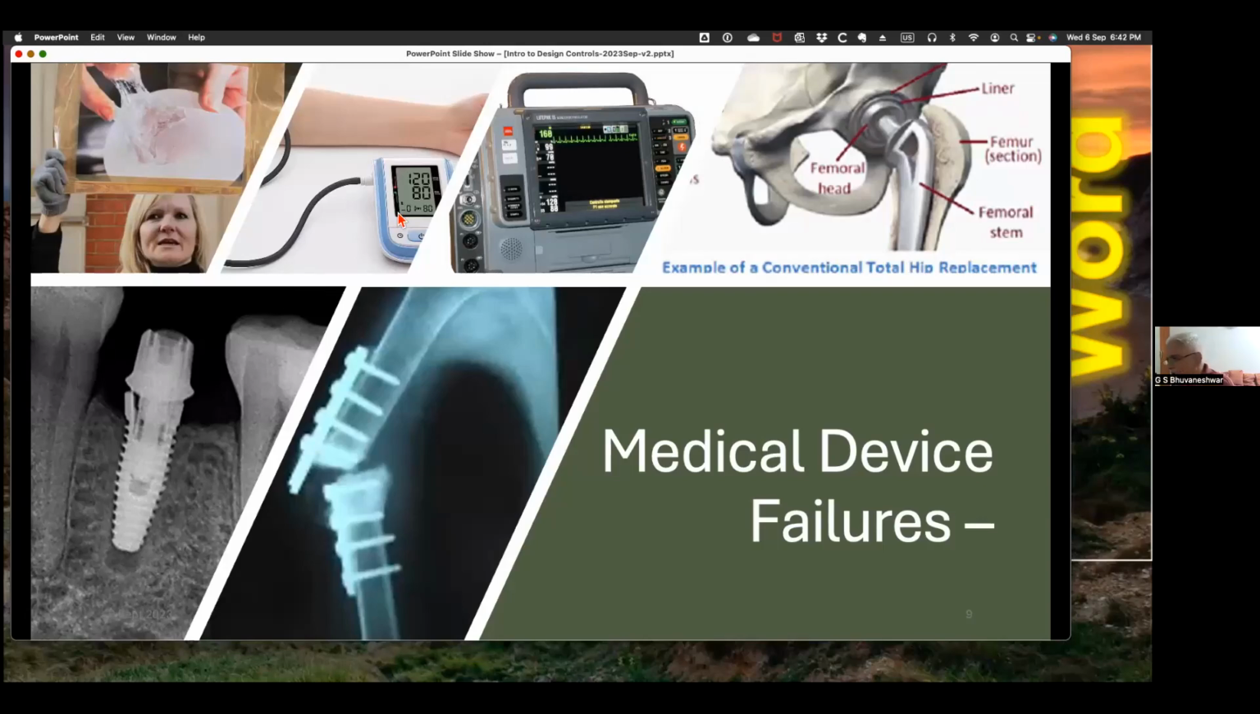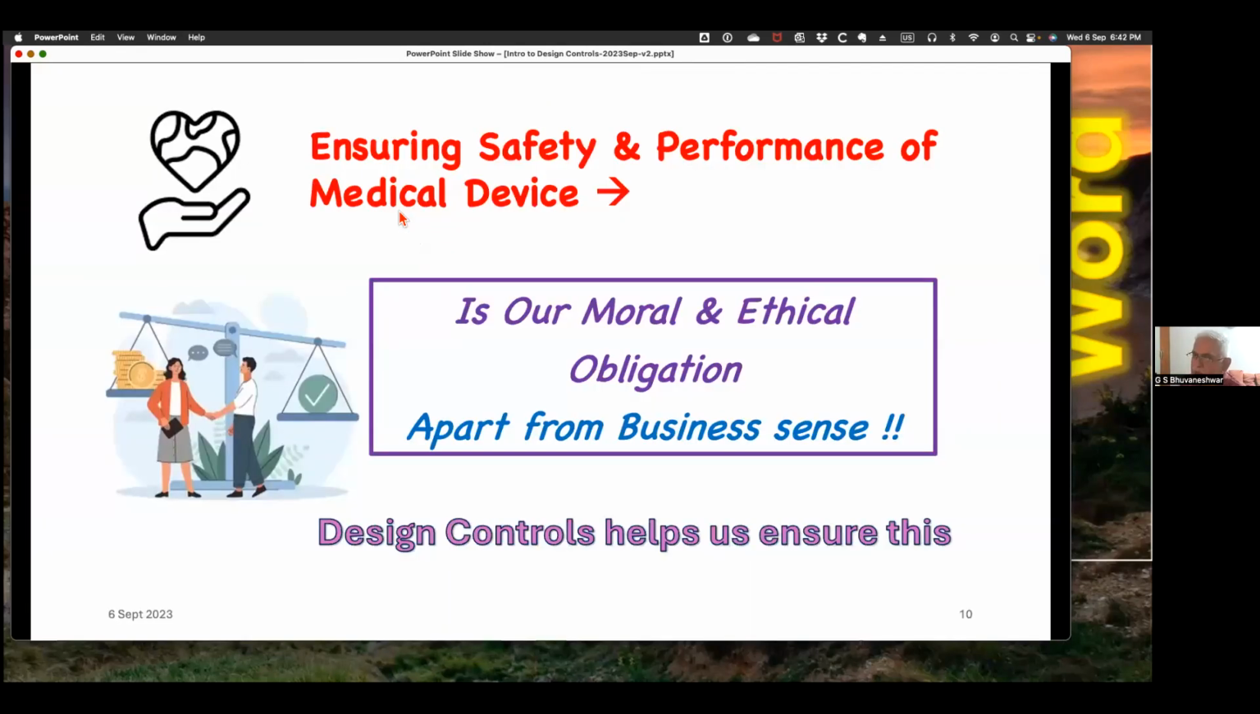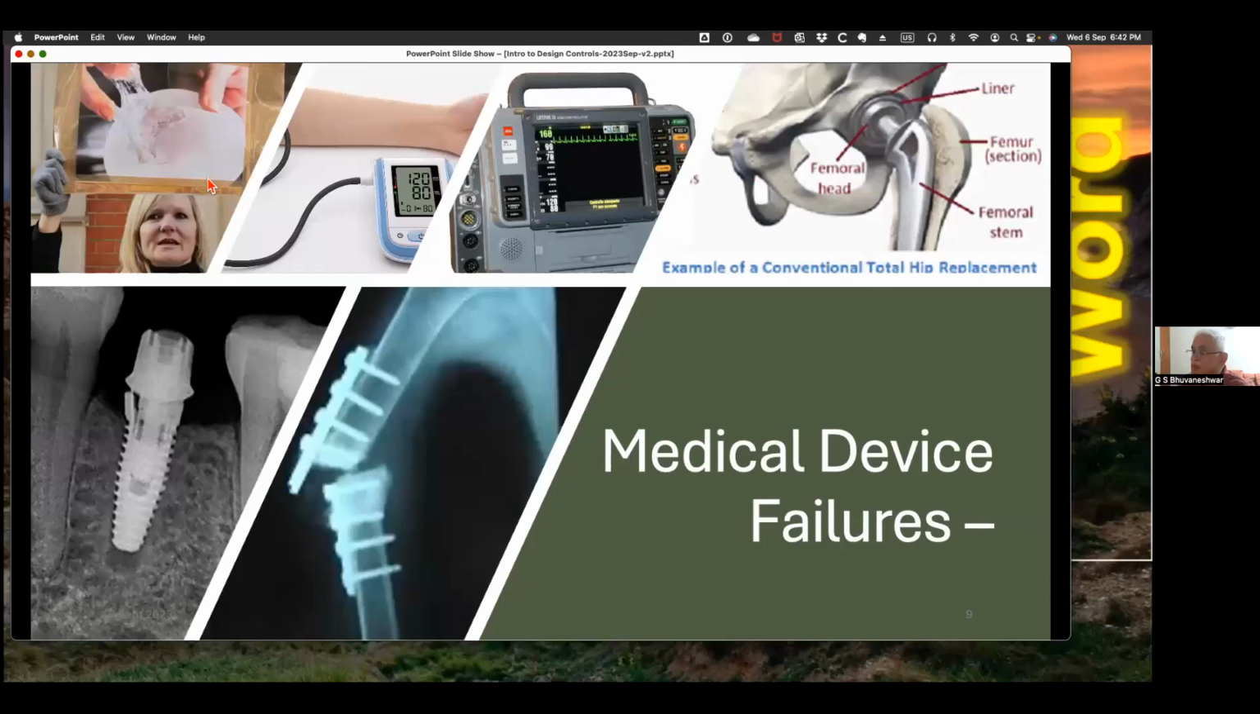These are blood pressure monitors. Usually a lot of them give trouble. They do have a lot of shifting, and the defibrillators, where there was a lot of delay in giving the shock, had to be recalled. Then the other famous one is the metal-on-metal hip joints, Johnson & Johnson's metal-on-metal hip joint, which failed. I don't know if many of you are aware. This is a dental implant which has cracked, and an orthopedic implant. So these are very common. They do happen even today.